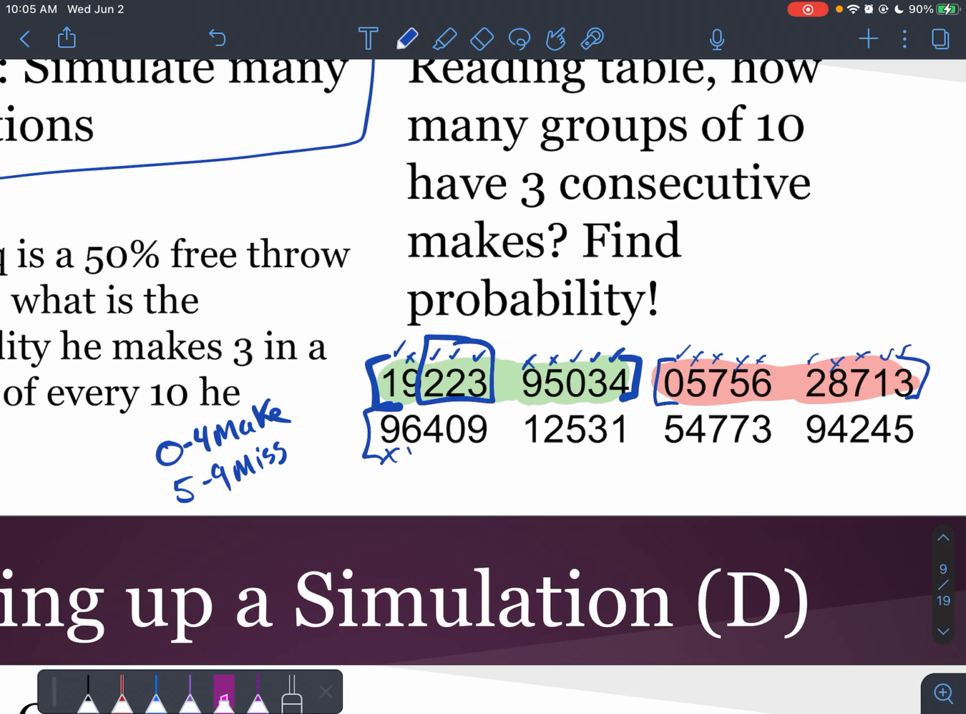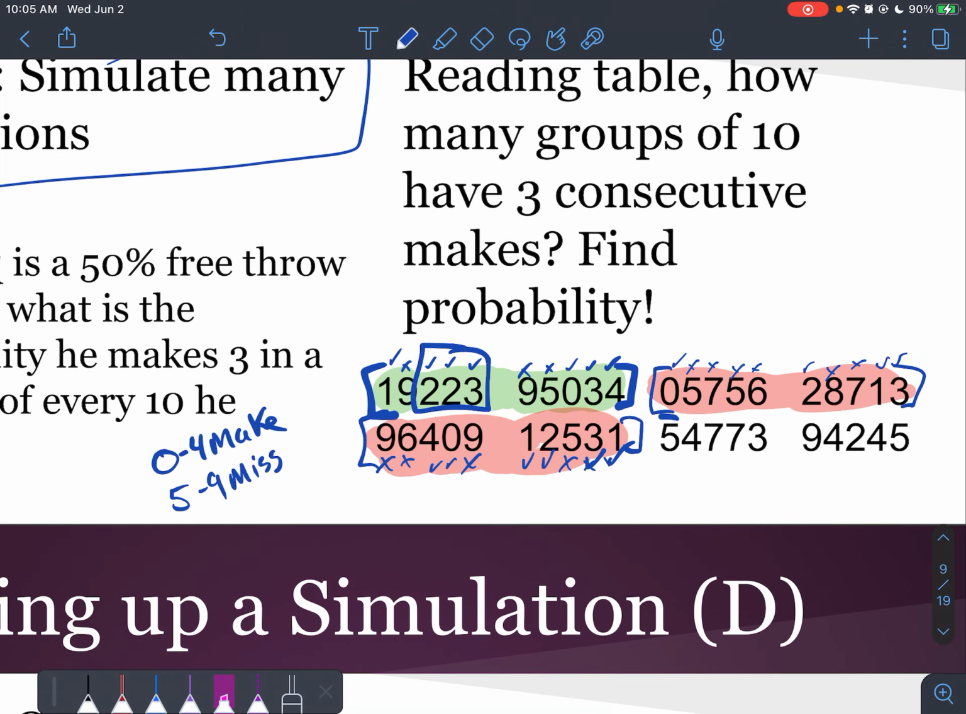Here, we've got a miss, a miss, a make, a make, a miss, a make, a make, a miss, a make, a make, a make. Once again, this is going to be a red because we didn't get 3 in a row on this 10. So let's look at the last one here.